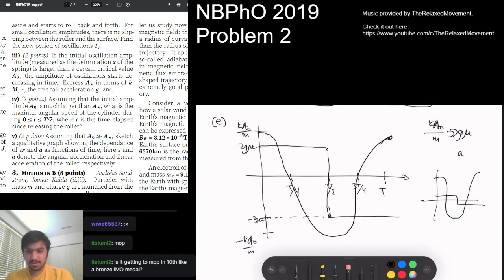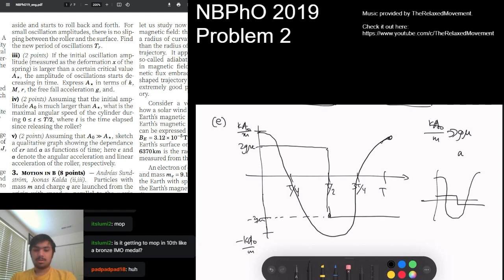Is getting to MOP in 10th like a bronze IMO medal? I think so. I think getting to MOP in 10th is probably the same difficulty as getting an IMO bronze. That sounds right. Yeah, I agree with that. Maybe IMO bronze is slightly easier. I think it's pretty comparable.